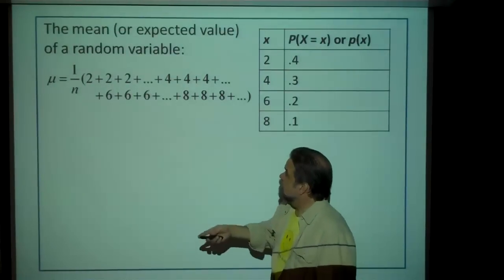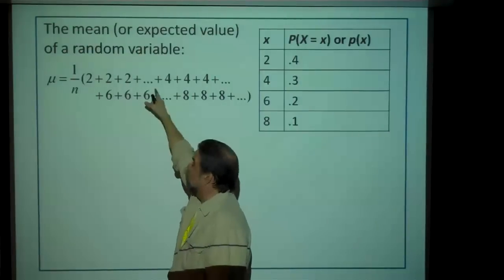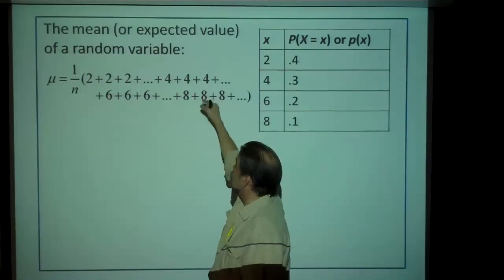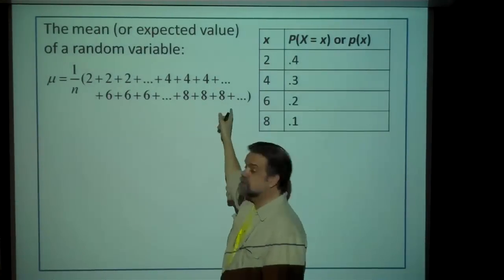Well, I would say 1 over n times a whole bunch of 2s, plus a whole bunch of 4s, plus a whole bunch of 6s, plus a whole bunch of 8s.